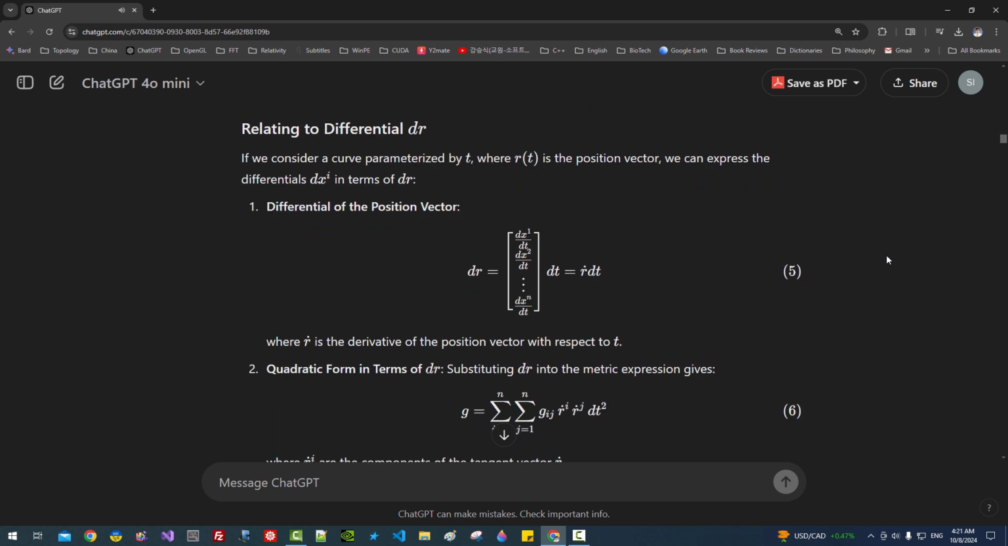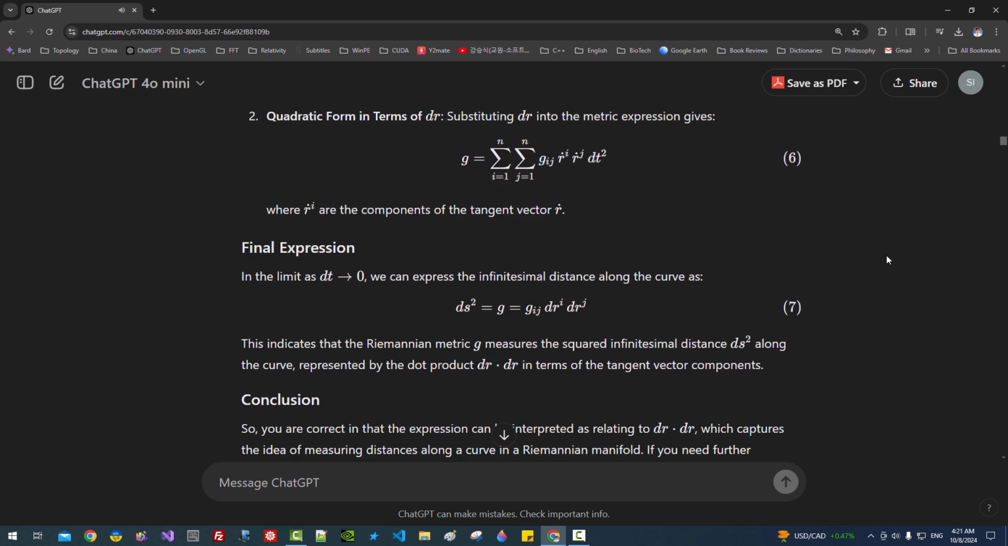If we consider a curve parameterized by t, where r(t) is the position vector, we can express the differentials dx^i in terms of dr. The differential of the position vector, dr equals the matrix of dx^1/dt, dx^2/dt, and so on, through dx^n/dt, times dt, which equals r-dot dt, tag 5, where r-dot is the derivative of the position vector with respect to t.